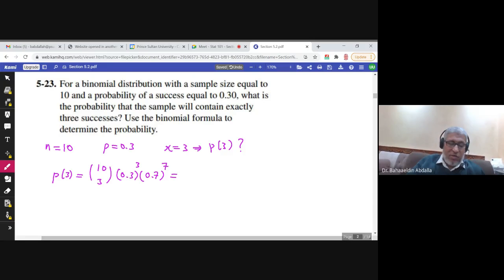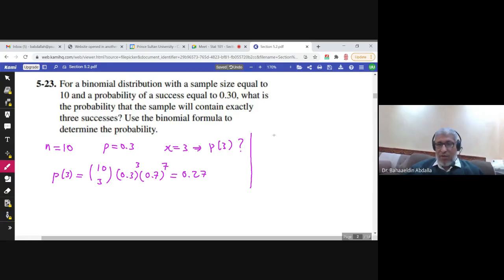Let us find it once. So 10 Shift C3, okay, 10C3, then you say times, then you write 0.3 to the power 3, then times, then you write 0.7 to the power 7, and then you ask for the answer. The answer as a probability is always a number between 0 and 1. So it's 0.27. This is the probability of 3. That's the end of the question.